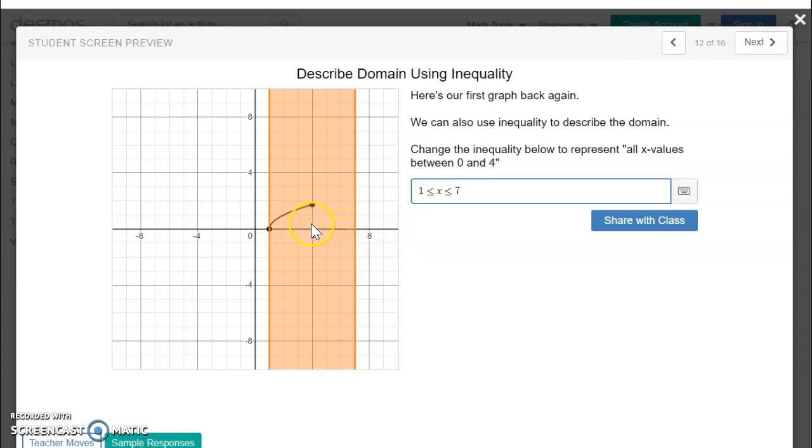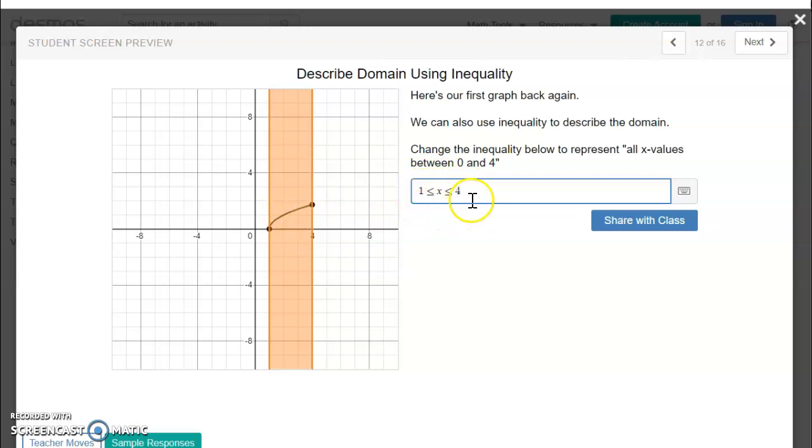So we need to change this number such that the domain just extends to here, because that's how far it goes. And so it goes from 1 to 4. That's what we said, that the domain was between 1 and 4, right? So I need to change this to 4. And then if I do that, it just covers the graph, right? And so that will be what I want to say. So you're saying the same thing that we said in English in the inequality.